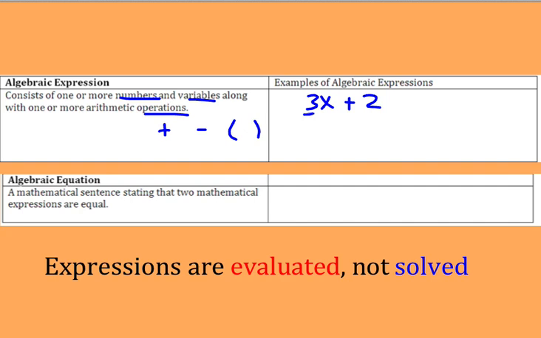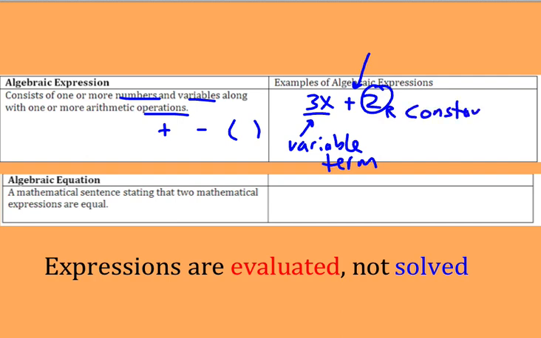It has a variable term, and our operation is addition. And then this 2 right here is just our number. But what you'll hear me call it a lot when we're working on notes, I could either call it a number or a constant. If it doesn't have a variable attached to it, it's a constant. So once again, 3x is my variable term, addition is my operation, and 2 is my constant or number.